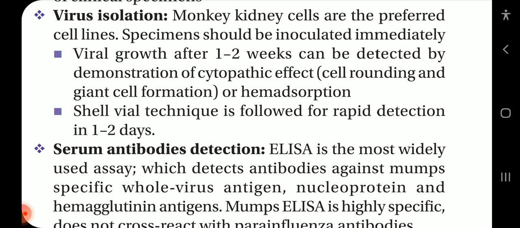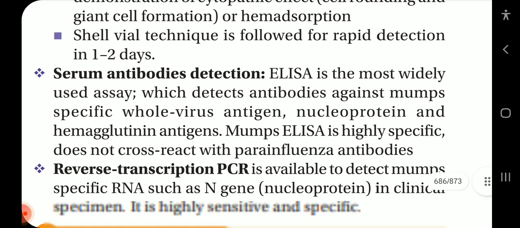Viral growth after 1 to 2 weeks can be detected by demonstration of cytopathic effects, cell rounding, and giant cell formation, or hemadsorption. The shell vial technique is followed for rapid detection in 1 to 2 days.